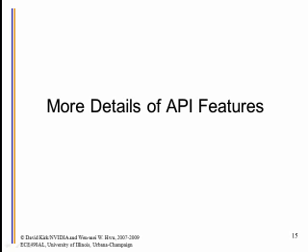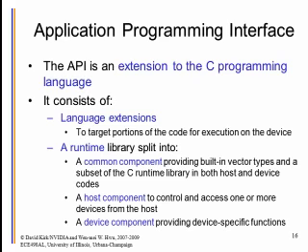Today, in this video, I'm going to talk in a little more detail about the CUDA API features. When I say application programming interface, essentially these are the library functions you can use that come from the CUDA package or any other libraries. So we call it API. It's basically an extension to the C programming language.